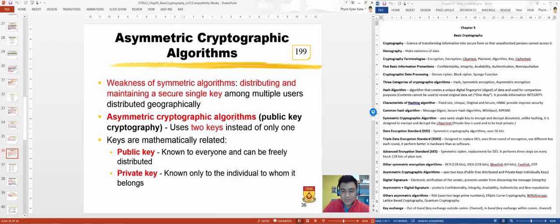So asymmetric cryptographic algorithms use two keys. One is a public key and the other one is a private key. The public key is known to everyone and the private key you have to keep to yourself.